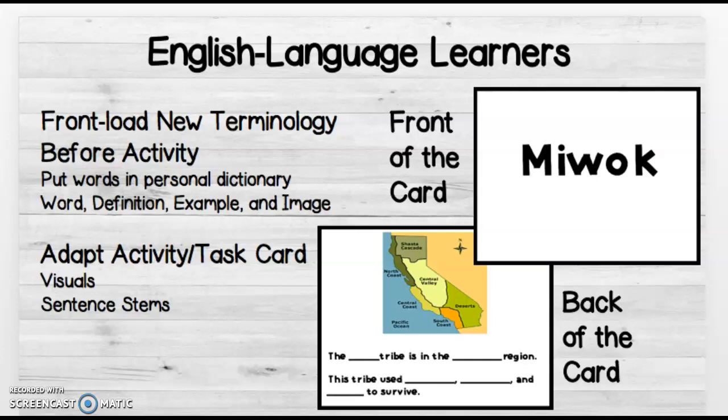We can also adapt the activity task card by providing visuals and sentence stems. If we were considering our 4th grade standard from before, it would look something like the sample on the right side. The front of the card would have the name of the tribe, and the back of the card would have a visual as well as sentence stems where the student's job is to now fill in the spaces provided. This still allows us to check for content knowledge, but removes the barrier of having to create a sentence on their own.